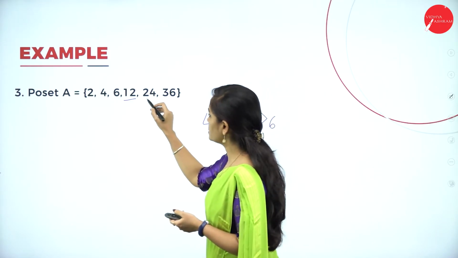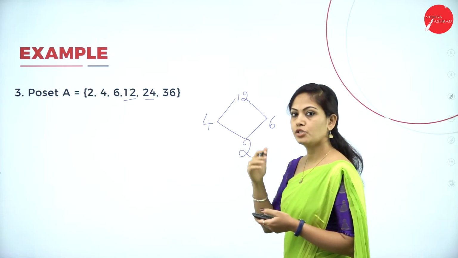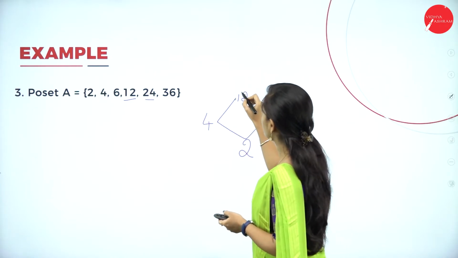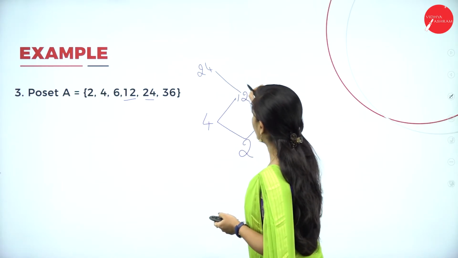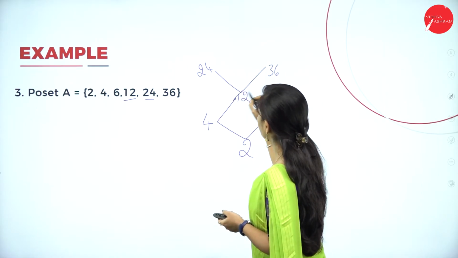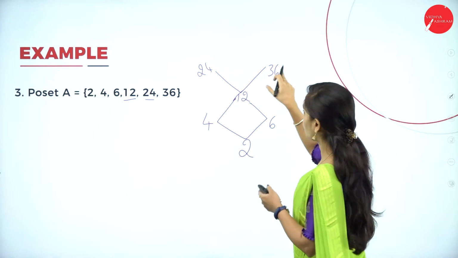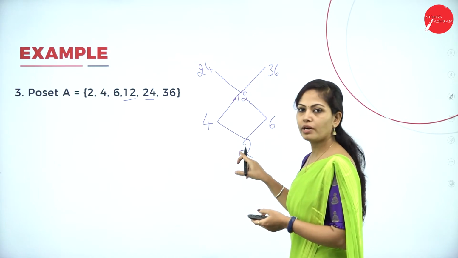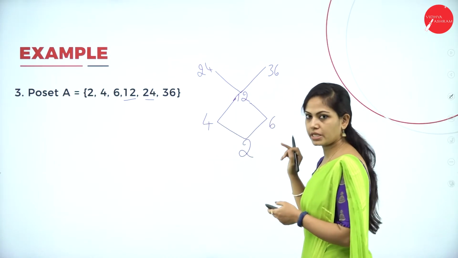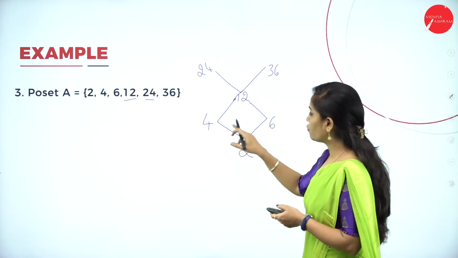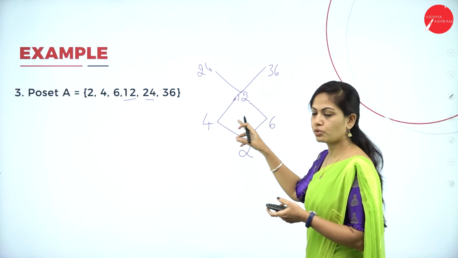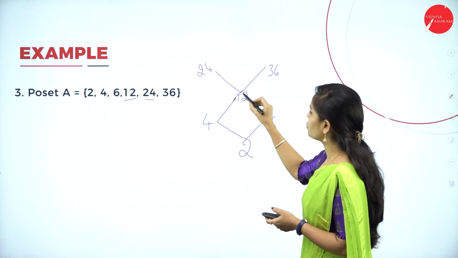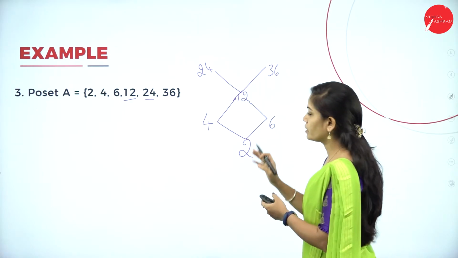Now, the next element is 24. 12 can divide 24 and 12 can divide 36 also. So I will connect 12 to 24 and 12 to 36. So I will repeat: 2 is the first value. 2 can divide 4 and 2 can divide 6. And the next element is 12. 4 can divide 12, 6 can divide 12 also. And the next element is 24. So 12 can divide 24, 12 can divide 36. So this is your Hasse diagram.